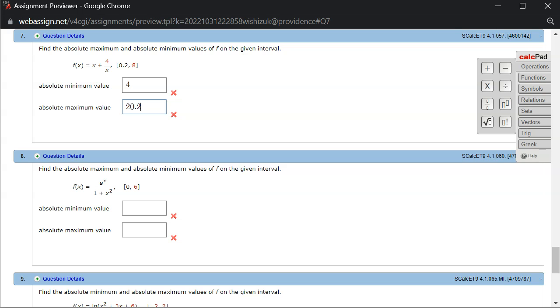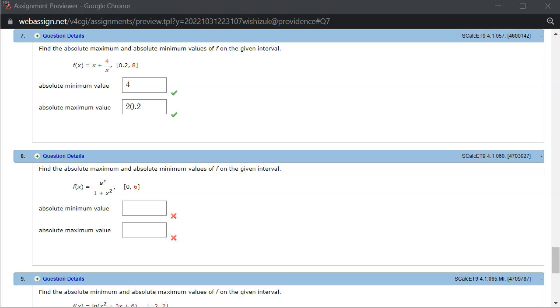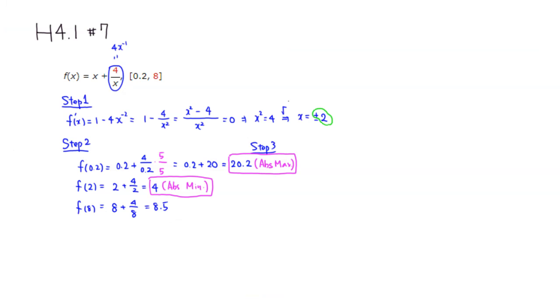Let's check the answer. It came back and looks like we got both of these correctly. So this is called the closed interval method. That's it. I hope that this was clear.